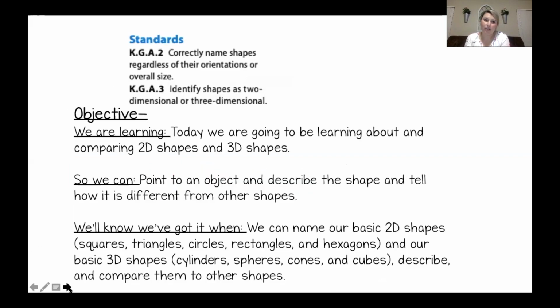So today our objective is we are going to be learning about and comparing 2D and 3D shapes. This is so we can point to an object and describe the shape and tell how it is different from other shapes. And we'll know we've got it when we can name our basic 2D shapes, such as squares, triangles, circles, rectangles, and hexagons, and our basic 3D shapes, such as cylinders, spheres, cones, and cubes, describe them, and compare them to other shapes.